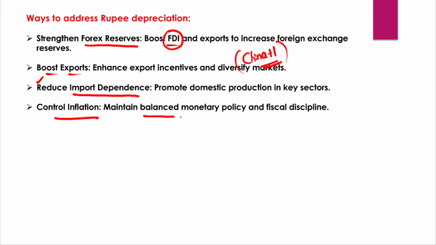For that, we could focus on maintaining a balanced monetary policy as well as fiscal discipline. So in any way, if India wants to achieve sustainable levels of economic growth, then we must focus on attracting more and more foreign direct investment. Foreign direct investment is very, very important for India to make sure that rupee depreciation is arrested, right?